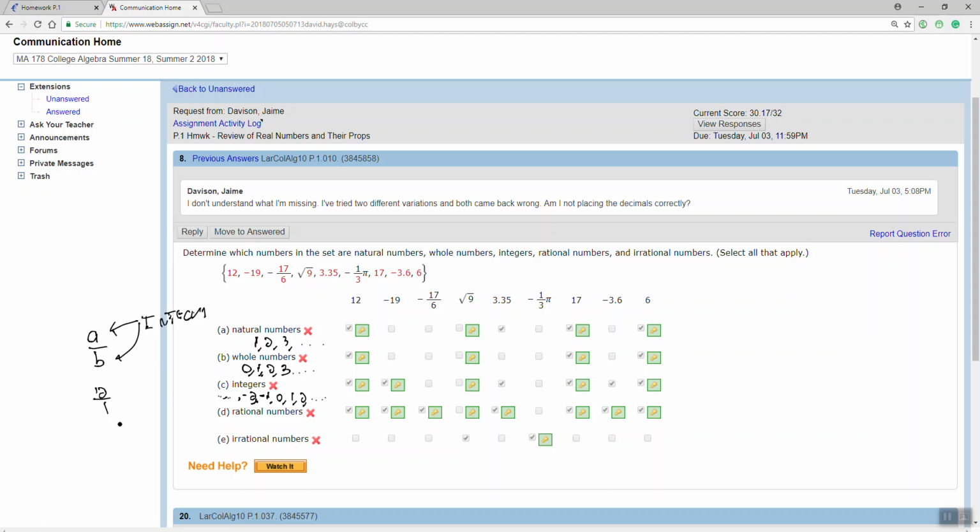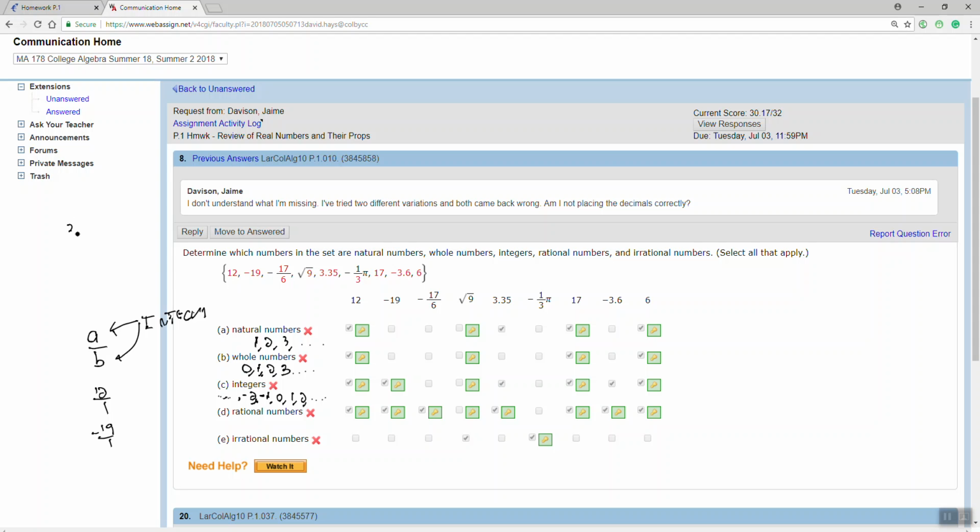Negative 19. Same idea. I can put negative 19 over 1. That's why that's a rational number. Now, negative 17 over 6. These are already integers, so that's good. Square root of 9. Well, square root of 9 is 3, and you can rewrite 3 as 3 over 1. So that one's good.